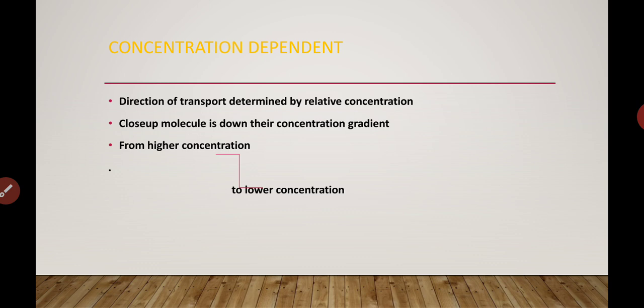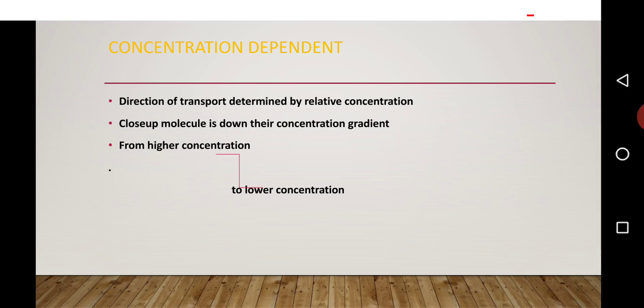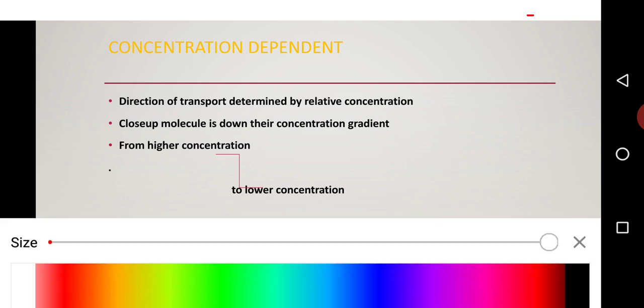Net flow of molecules is always down their concentration gradient. This is the important principle in this process. A molecule always goes from higher concentration to lower concentration, and therefore the net flow of the molecule is always down its concentration gradient, from the compartment with the higher concentration to the one with the lower concentration.